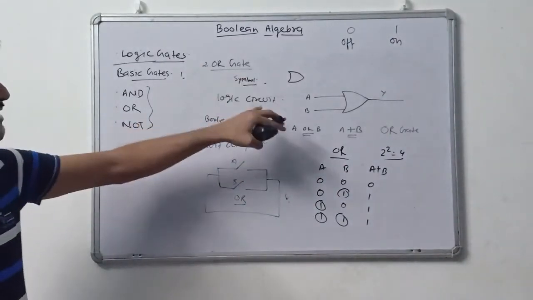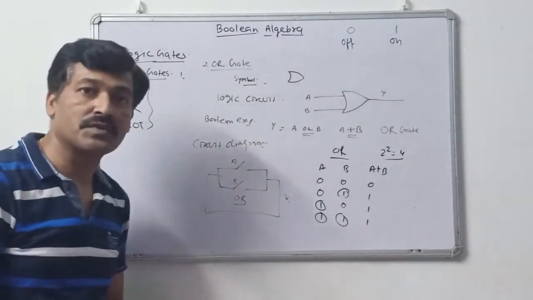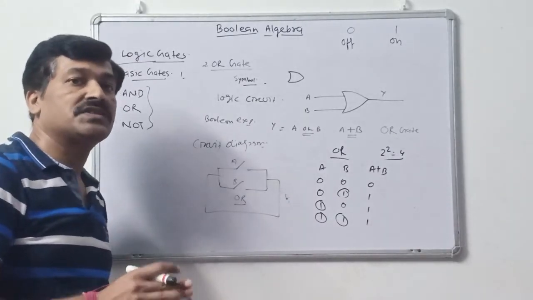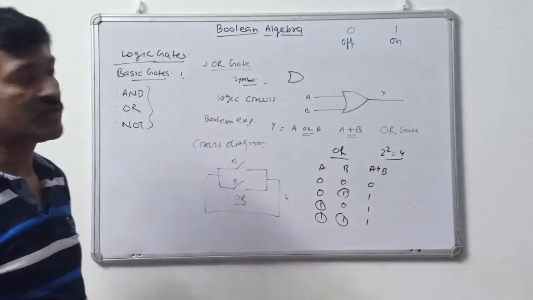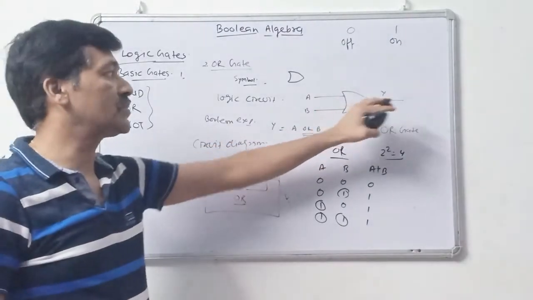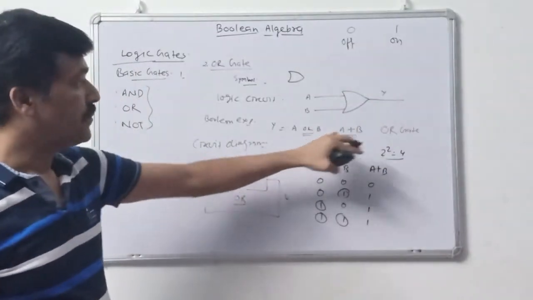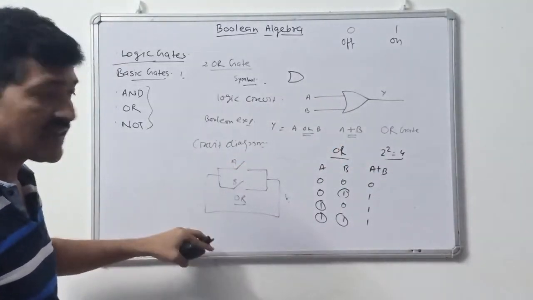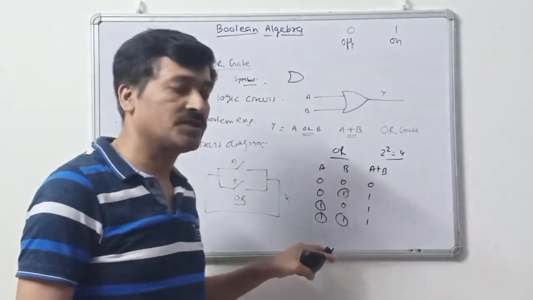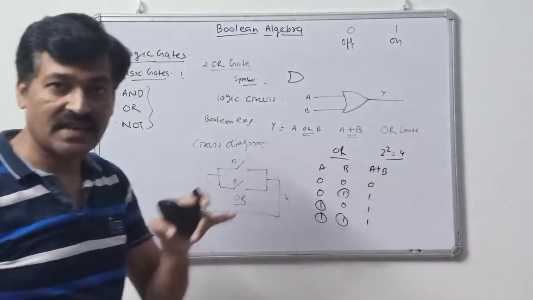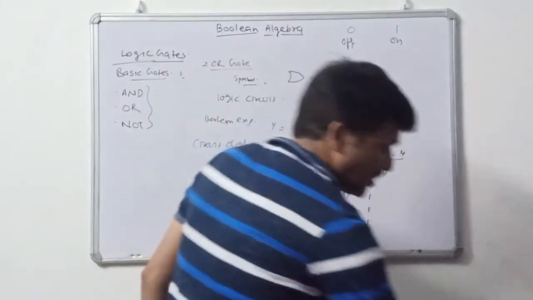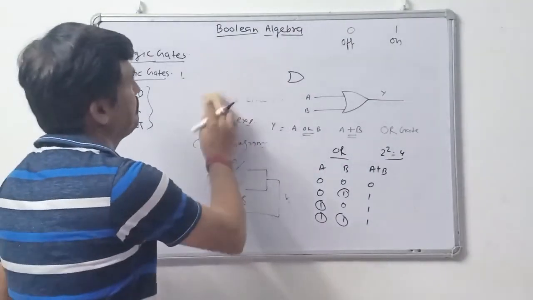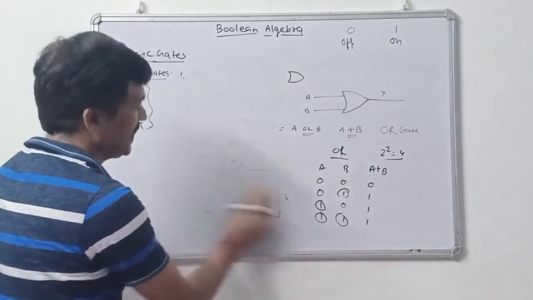So the OR gate returns true if either of the inputs is true. OR is also a logic gate which always returns one output signal. A or B are the inputs, Y is the output signal, and plus is the symbolic representation of the OR gate, with its circuit diagram and truth table. This is the second basic gate, the OR gate. Now the third one is the NOT gate.